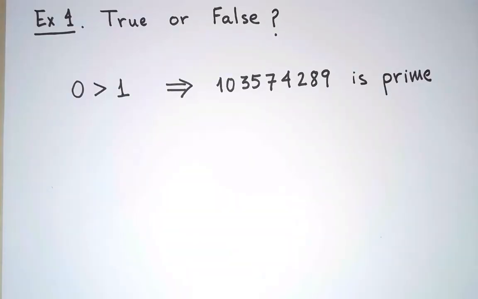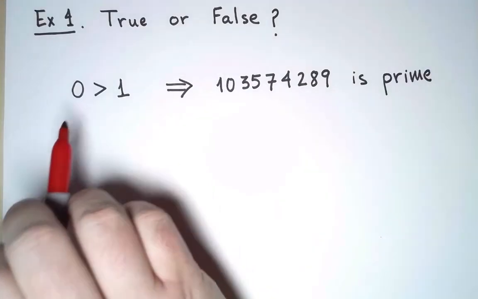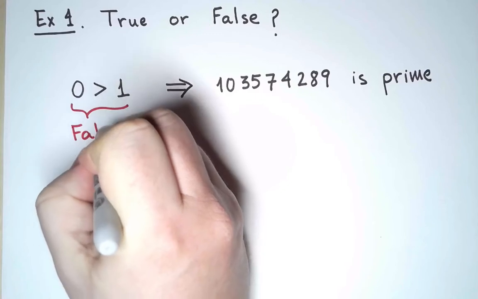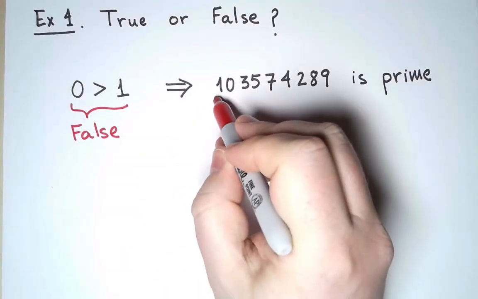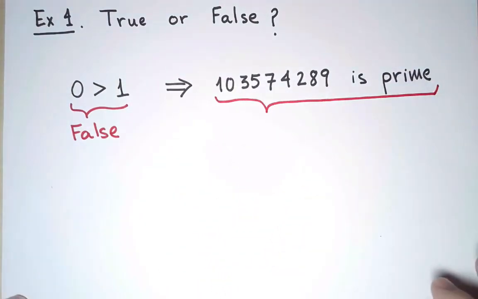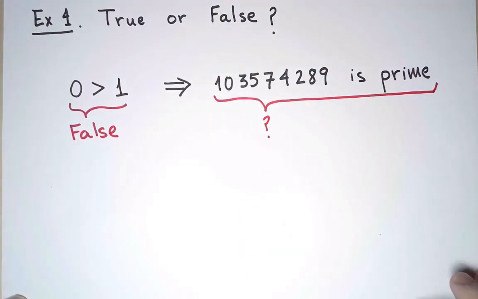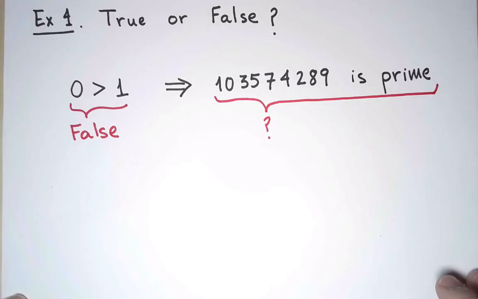Let's look at the two parts separately. Well, this is the easier one, right? 0 greater than 1? We know that's false. But what about the one on the right? Is this number a prime? To be honest, I don't know. It's odd, so that's a good start, but I can't quite tell at first glance. I don't know if it's a prime or not.